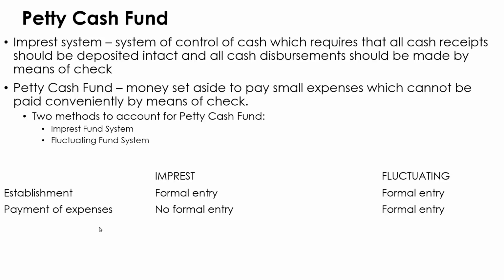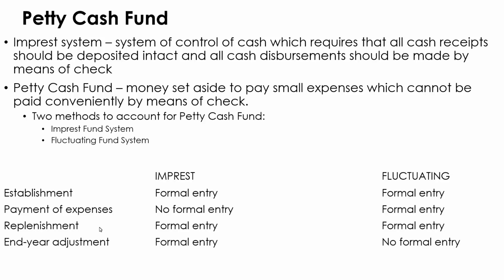And of course, from using the petty cash fund, the money will run out. And if you add money again to the petty cash fund, that is called replenishment. Both have a formal entry in the books, whether you're using impress or fluctuating, but their journal entries are different. And at the year end, if you are using an impress fund system in accounting for petty cash fund, you need to adjust the balance of the petty cash fund. For fluctuating, no adjustments, no entry. And of course, since you made an adjusting entry, it is necessary to make a reversing entry at the start of the accounting year for impress. And since fluctuating has no entry, there is no need to make a reversing entry.